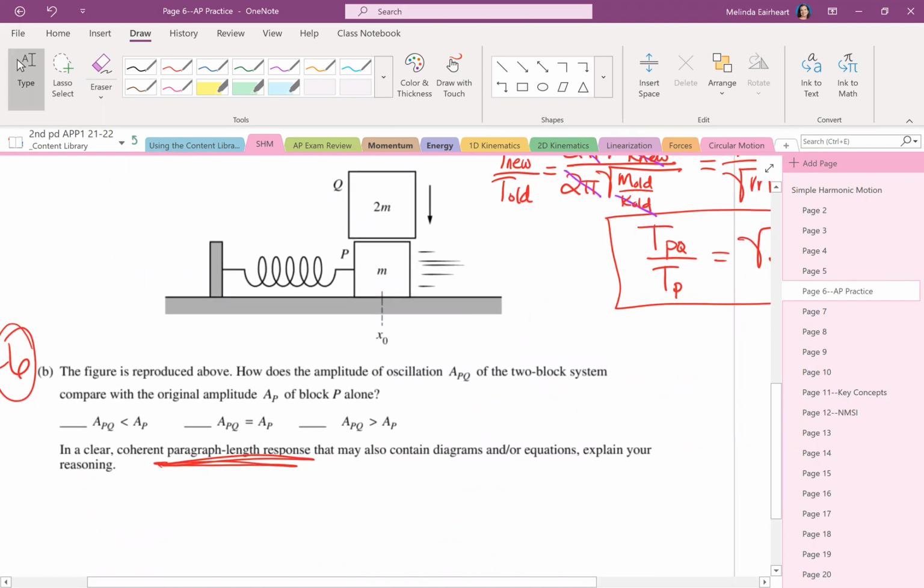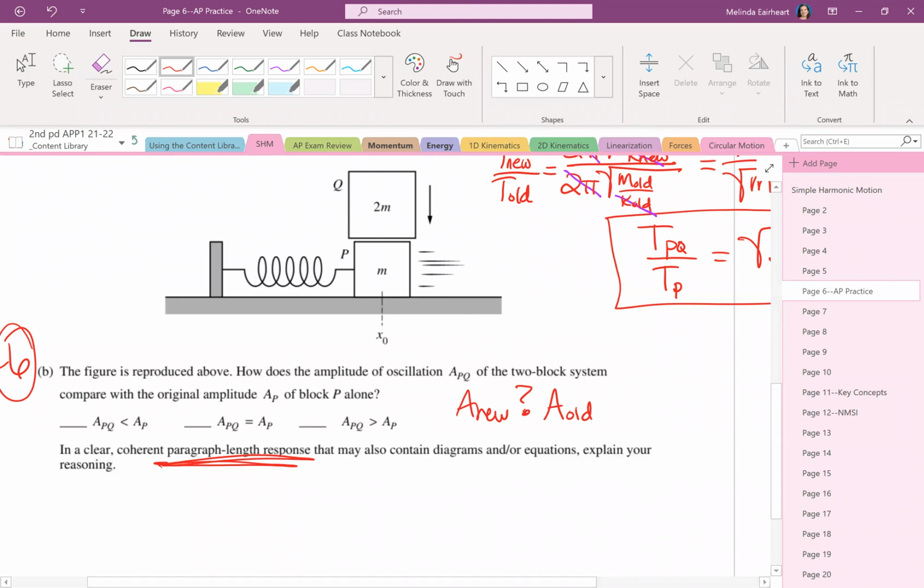Okay, B, same picture. The figure is reproduced above, so there they tell you duplicate. But beware, sometimes if you're given a new picture, they may make a change, right? So just always read. How does the amplitude of the oscillation, the new amplitude, PQ, of the 2-block system compare to the original amplitude, AP, of block P alone? So we're comparing amplitude new and amplitude old. Is it going to be less than, greater than, or equal?